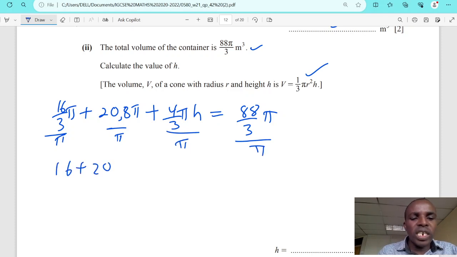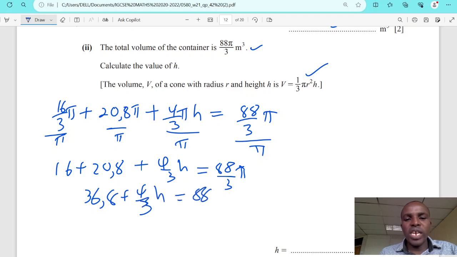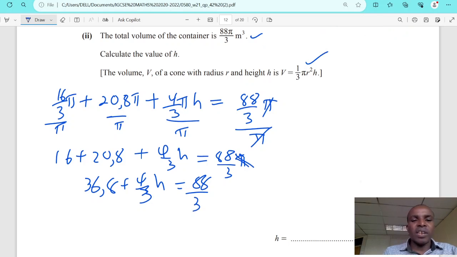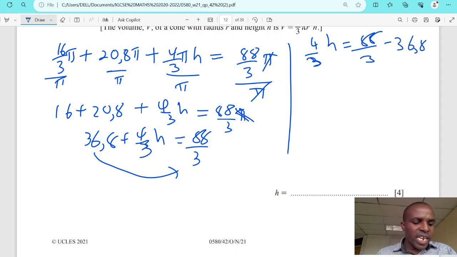So you get 16 plus 20.8 plus 4 over 3 h is equals 88 over 3. Then you can multiply everything by 3. So let's get rid of 3. We can just collect like terms, still it will make sense. So let's 16 plus 20.8, add that one to 16, you get 36.8. Let's simplify this first. Plus 4 over 3 h is equals 88 over, this pi is cancelled out already. So it's 88 over 3. Then if you collect this one to this side, it will be 4 over 3 h is equals 88 over 3 minus 36.8. Right? 88 over 3 minus 36.8.